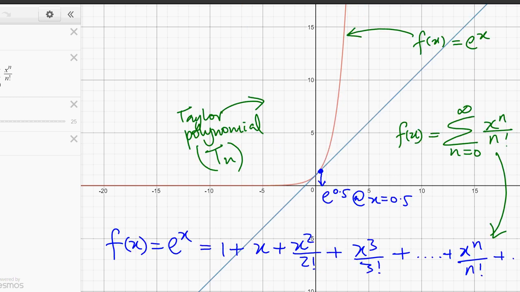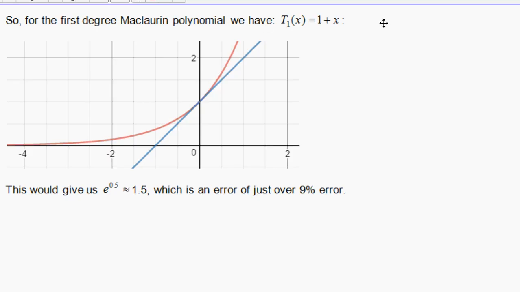So this is the polynomial that I'm using. And if you use that polynomial to find e to the power 0.5, it will be approximately equal to 1.5, which is an error of just over 9%. Percentage error of just about 9%.